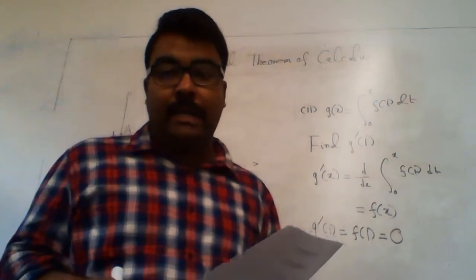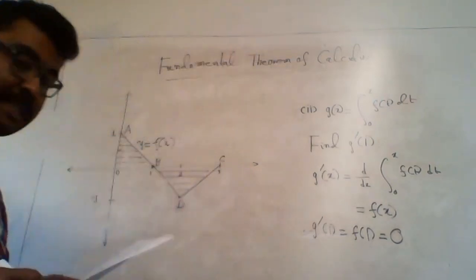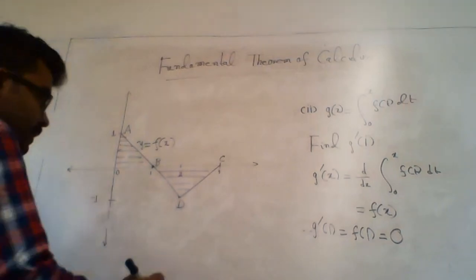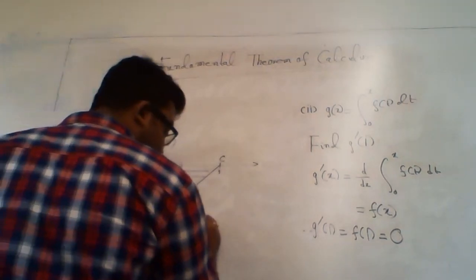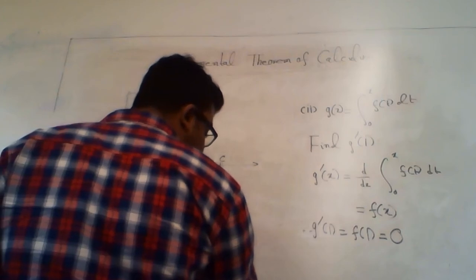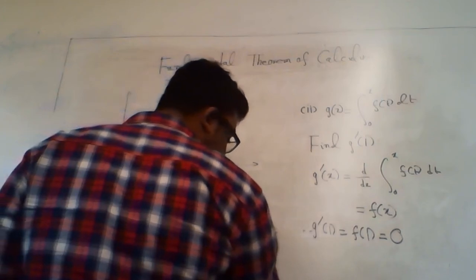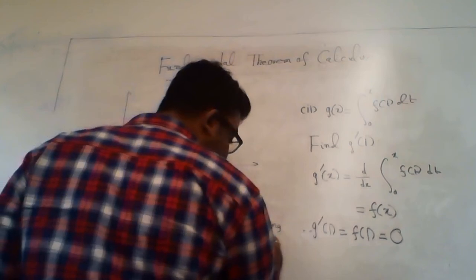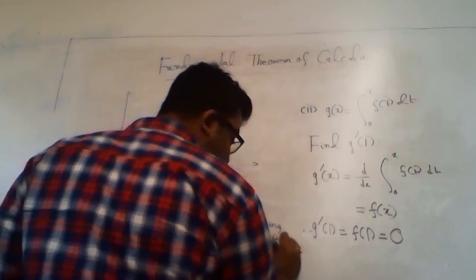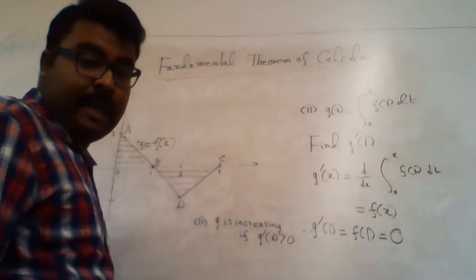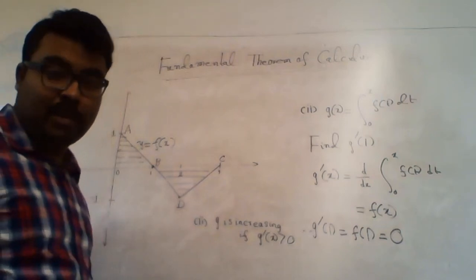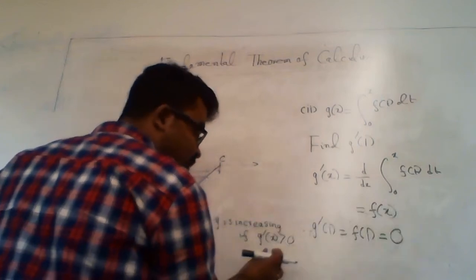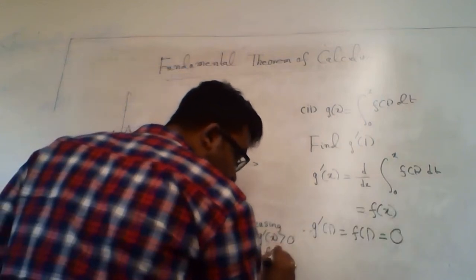Right? Now the last part is to take the intervals where the function is increasing or decreasing. So g is increasing if g prime x is greater than 0. The function is increasing if the derivative is positive, it's known. Now what is g prime x? G prime x is f x, so this means f x is greater than 0.